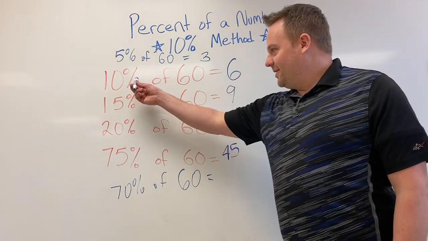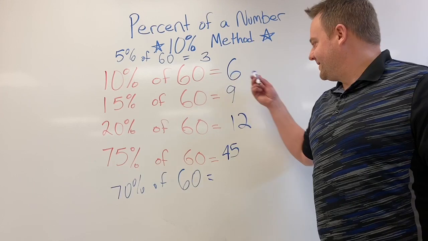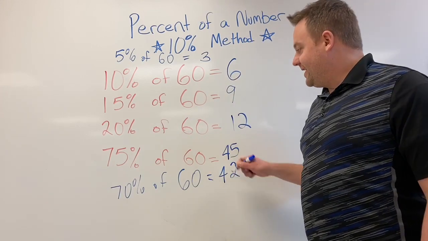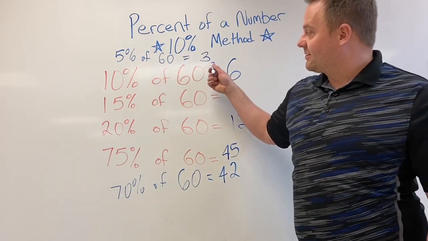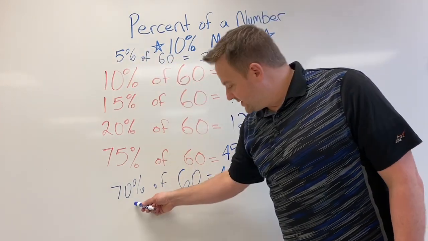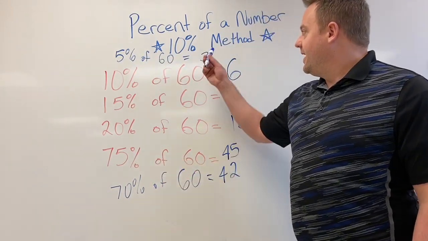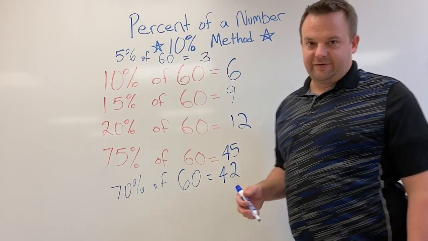70% of 60, so 10% times 7 is 70%, and 6 times 7 is 42. And then we have the 5% of 60, which is 3. So 5% plus 70% is 75%, and 3 plus 42 is 45. So that's how we do it.